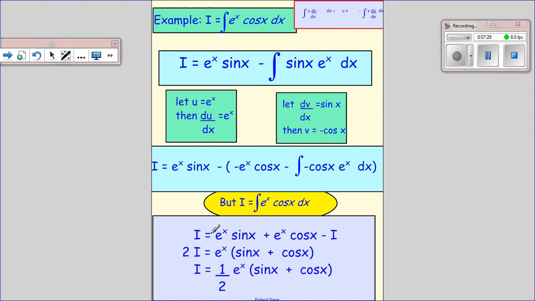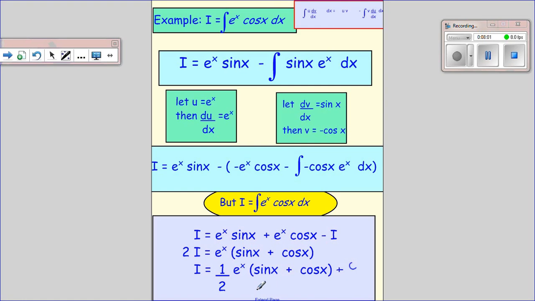So I have I equals e to the x sin x, then I've got a minus and the minus, I've got a plus e to the x cos x, and then I've got a minus, a minus, a minus. So overall I've got a minus, and I've got minus I, because this thing here is the same as I. So now I just add my I onto the other side. So it gives me 2I equals e to the x times (sin x plus cos x). It's just a bit of rearranging. Divide by 2, and I have my answer. There should be a plus c there, really. And then I've done it.